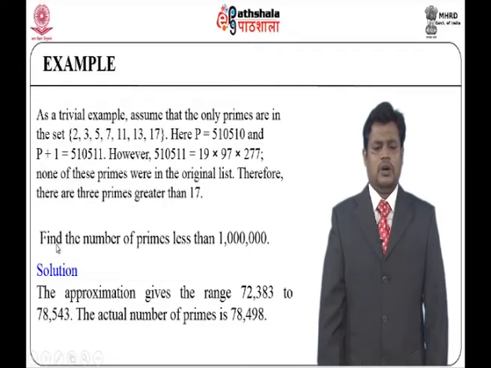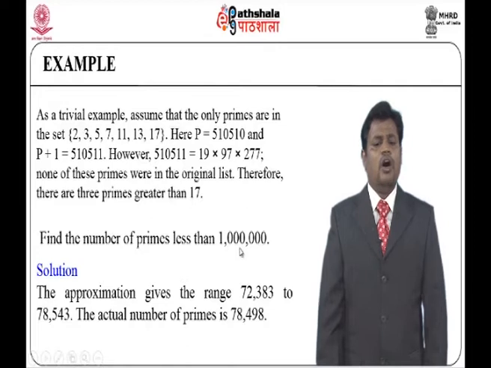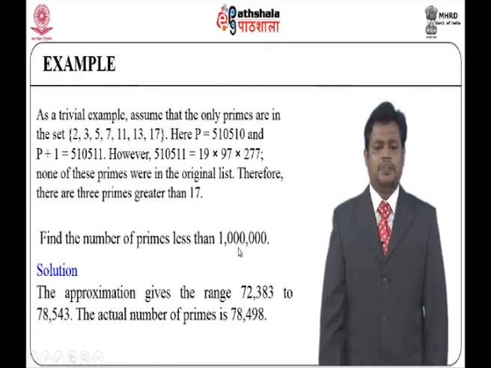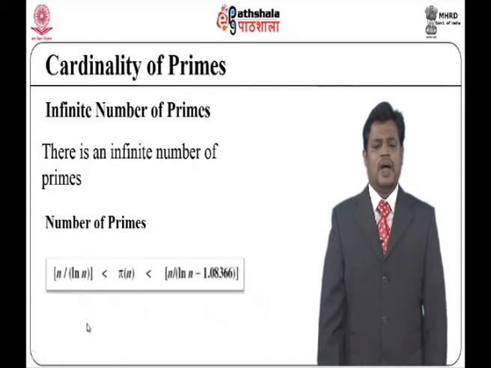Given an example here, for the number of primes less than, suppose I take 10 lakhs. So how many prime numbers are there where the n value is given as 10 lakhs? If I take that, the approximate range is 72,383 to 78,543. How we got exactly this value is by applying this particular equation.